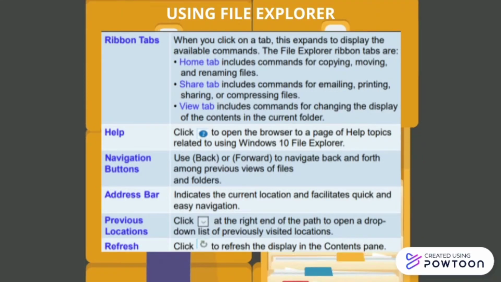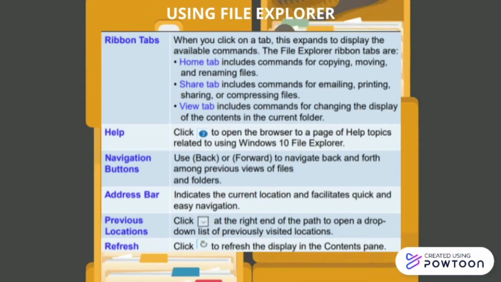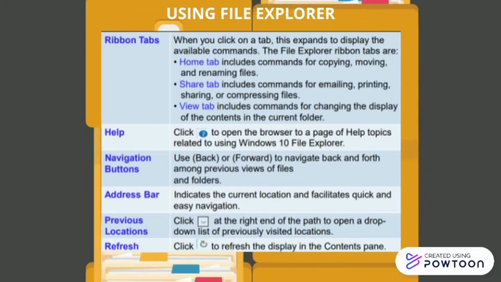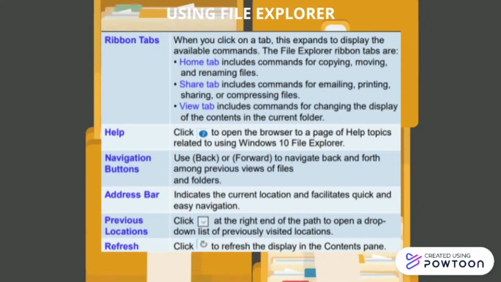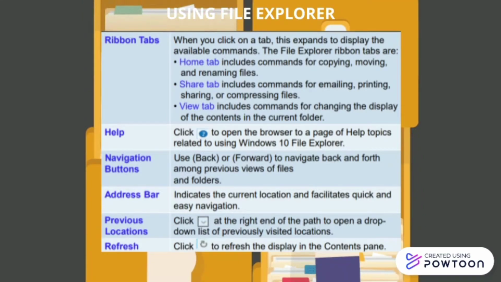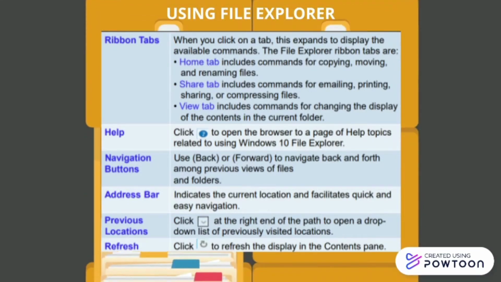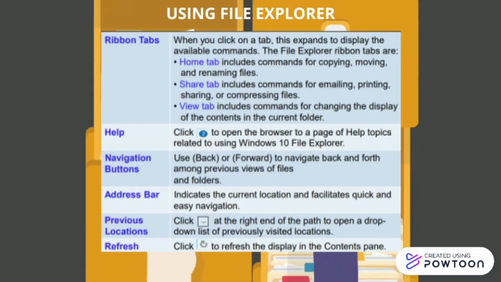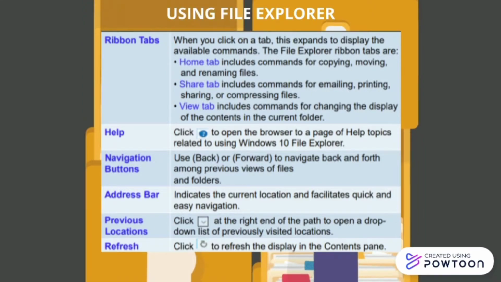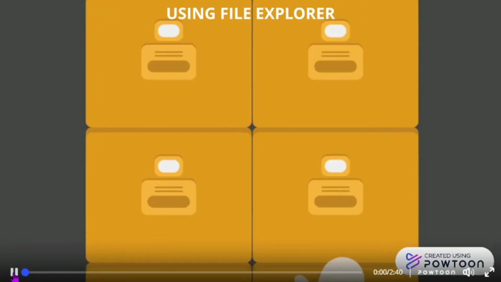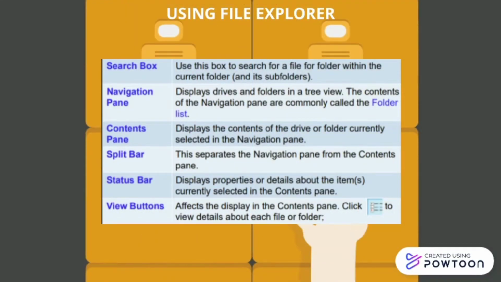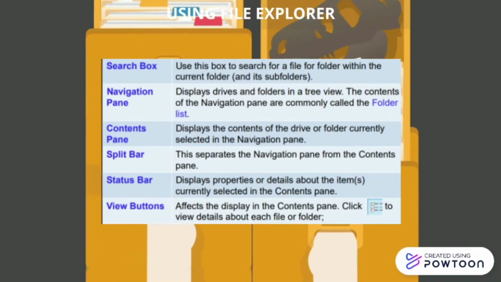Navigation buttons. Use back or forward to navigate back and forth among previous views of files and folders. Address bar. Indicates the current location and facilitates quick and easy navigation. Previous locations. Click at the right end of the path to open a drop-down list of previously visited locations. Refresh. Click to refresh the display in the Contents pane. Search box. Use this box to search for a file or folder within the current folder and its subfolders.